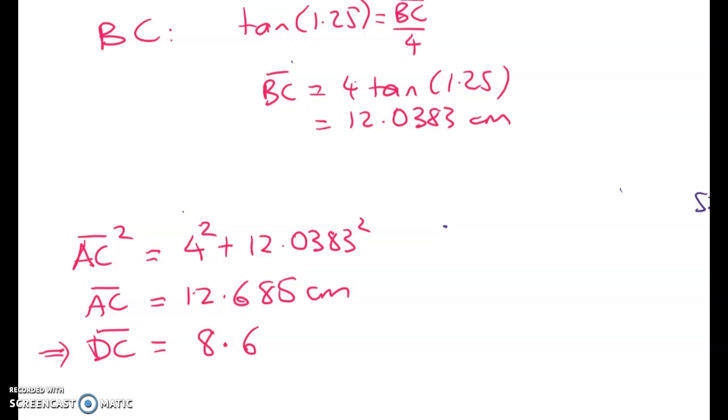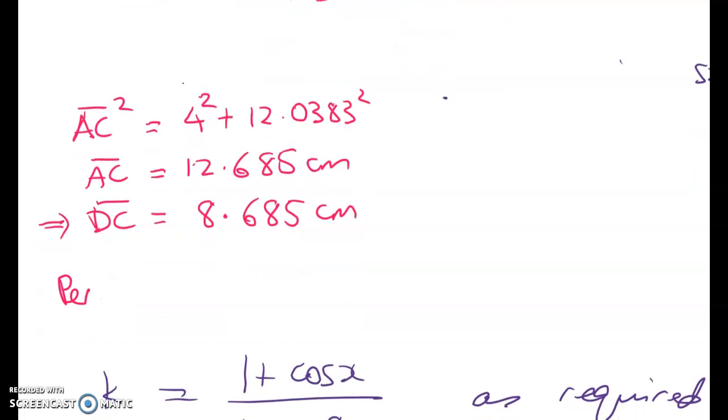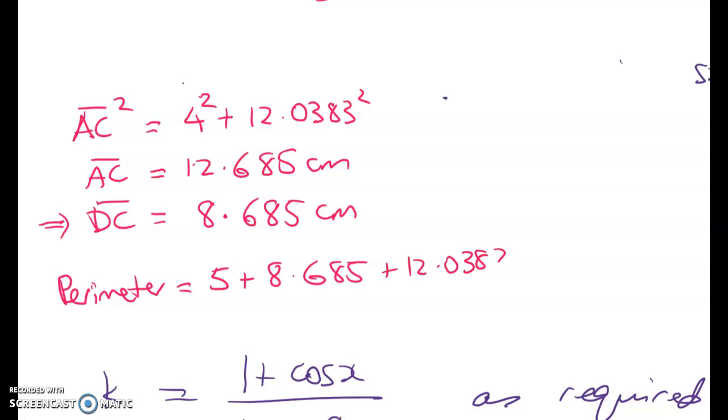So it's going to be 0.8685 centimetres. So my perimeter is equal to 5 plus 0.8685 plus 12.0383 centimetres, which works out to be 25.7 centimetres, and that's to 3 significant figures.